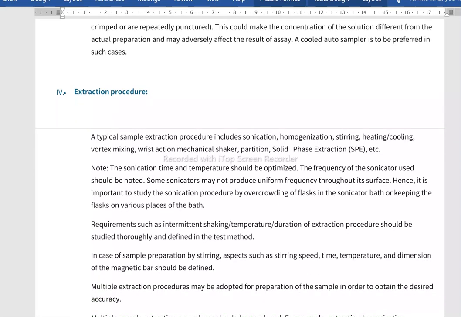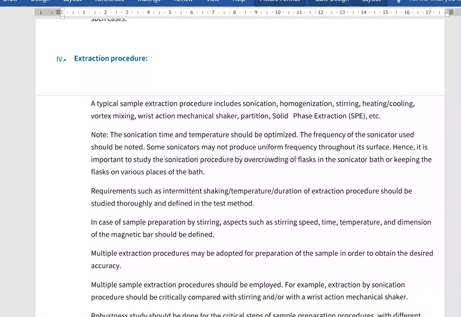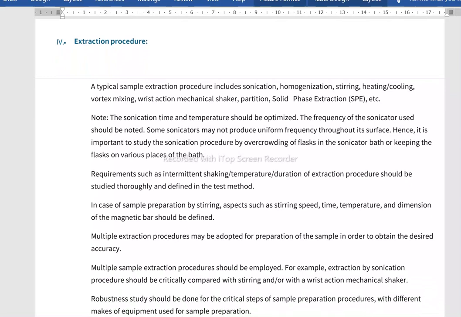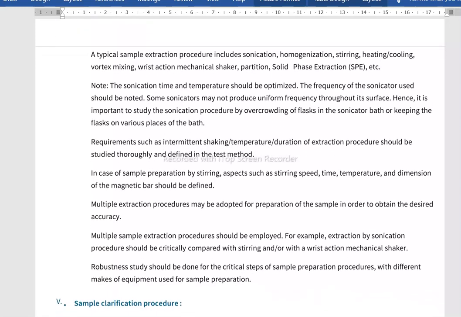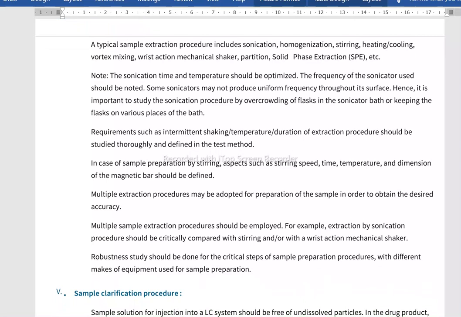Requirements such as intermittent shaking, temperature, and duration of the extraction procedure should be studied thoroughly and defined in the test method. In the case of sample preparation by stirring, parameters such as stirring speed, time, temperature, and dimension of the magnetic bar should be defined. A multiple extraction procedure may be adopted for preparation of the sample in order to obtain the desired accuracy. Multiple sample extraction procedures should be employed. For example, extraction by sonication should be critically compared with stirring or with a wrist action mechanical shaker.